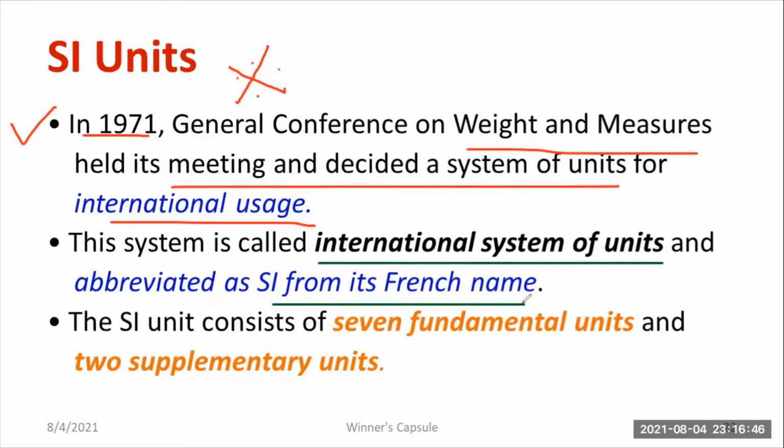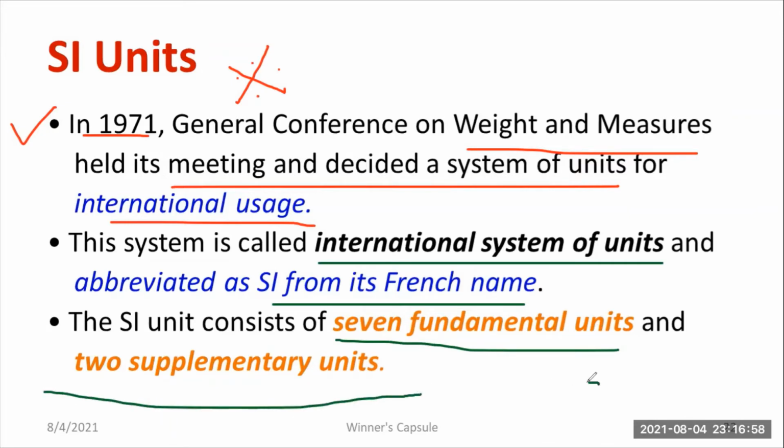Next question. How many SI units are available? Actually, there are 7 fundamental units. Not only 7 fundamental units, but also 2 supplementary units. Altogether, 9 units are applicable for SI units. There are 9 SI units available: 7 fundamental units plus 2 supplementary units. What are those fundamental units and supplementary units?